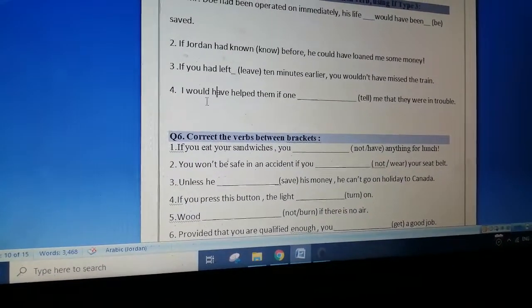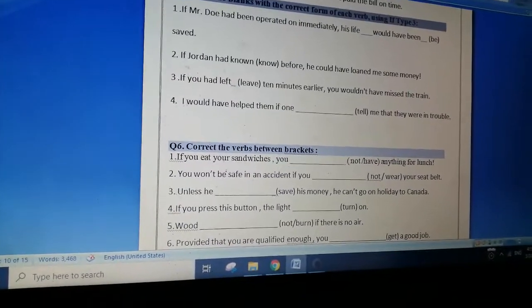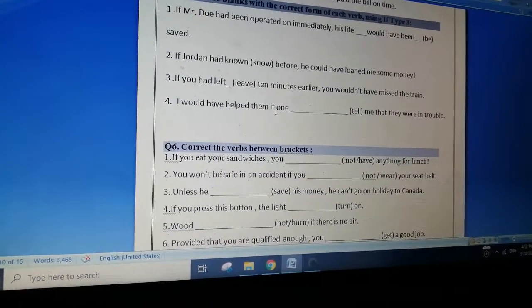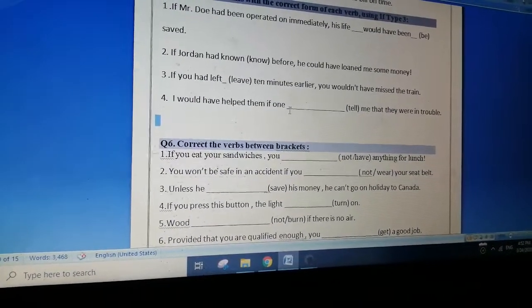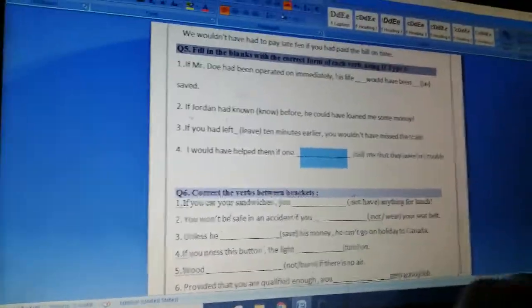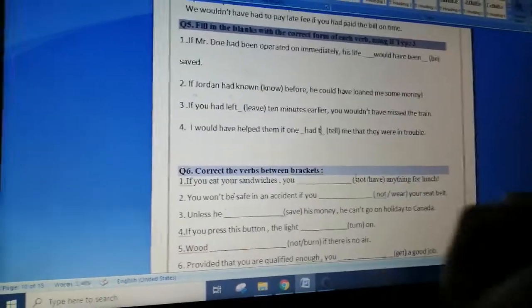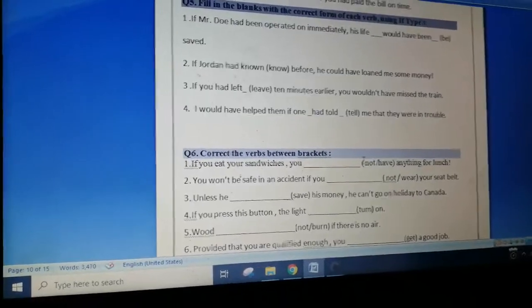Fourth one, I would have helped them. Now here they use the main clause at the beginning and then the if clause. So here we have to use the if clause, which is had told, because told is verb 3 of tell.